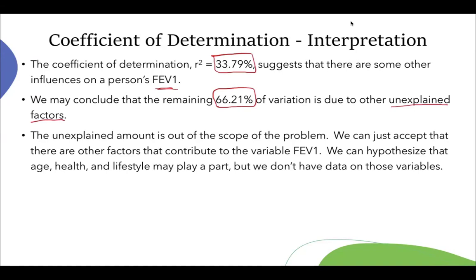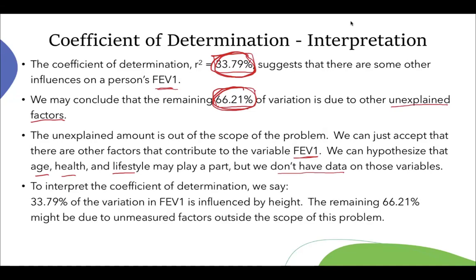We can accept that there are other factors that contribute to the variable FEV1. We can hypothesize that age, health, lifestyle may play a part, but we don't have the data on these variables to actually give a definitive answer. So we have a percentage that explains how much of an influence height has on FEV1, but the rest of that percentage, the rest of the factors are unaccounted for and are outside of the scope of the problem.